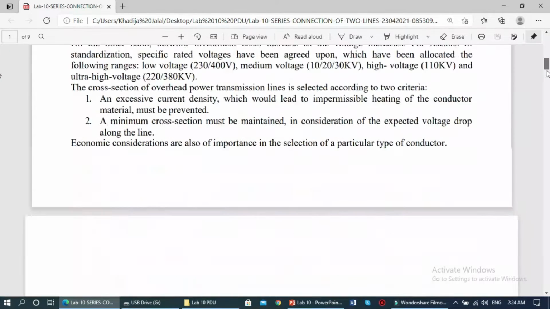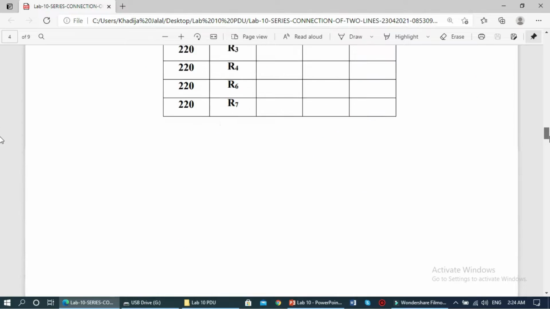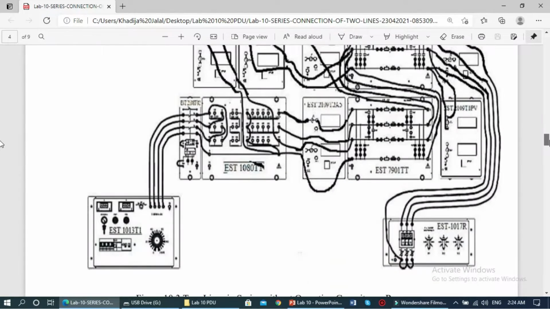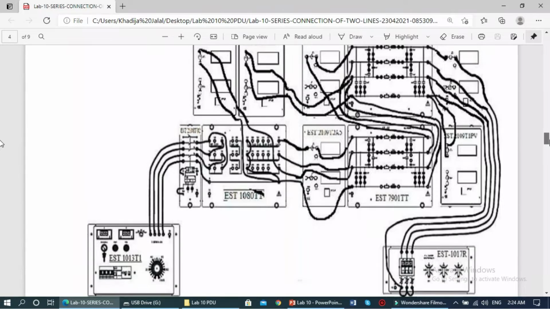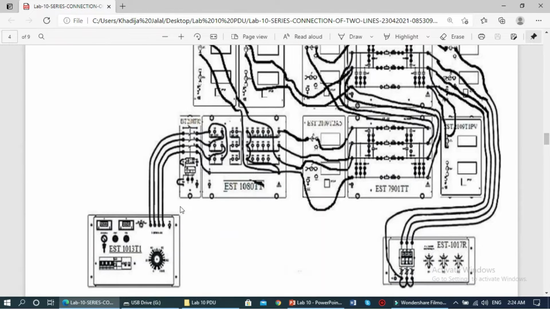So students, coming towards our circuit, you can see here that we have to patch this circuit on the hardware module. In this case we have a variable supply, then we have a circuit breaker, after that we have a transformer, and then we will measure the current. Therefore we have connected an ammeter in series with our transmission line.